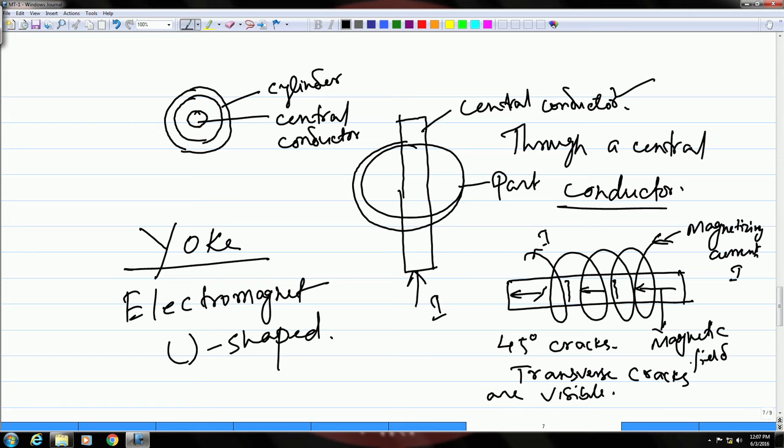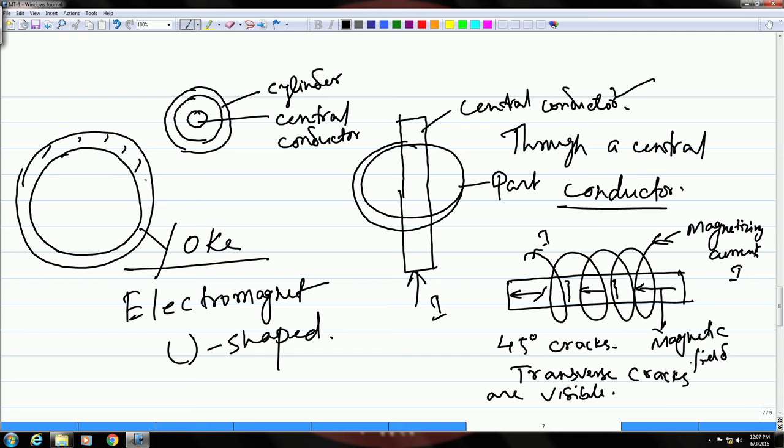But if you have a bigger part, let us say like this, then if you place the conductor along the center, the magnetization will not be uniform across the periphery or across the circumference of this part. In that case the central conductor is placed in contact with the wall of the part in one portion like this. This is the central conductor. So, you have to magnetize a particular portion of the part which is being examined.